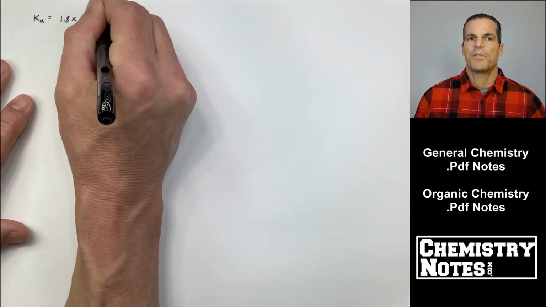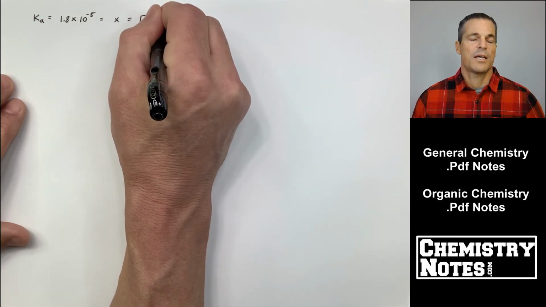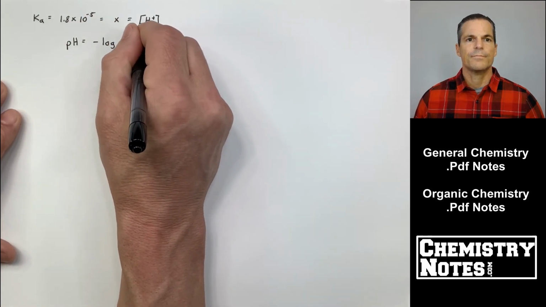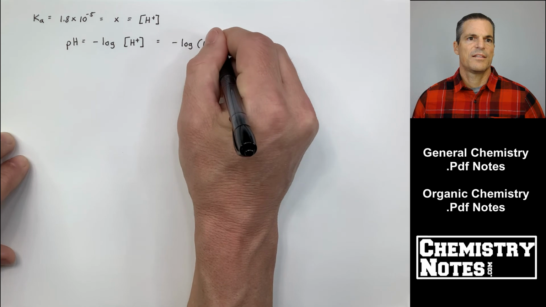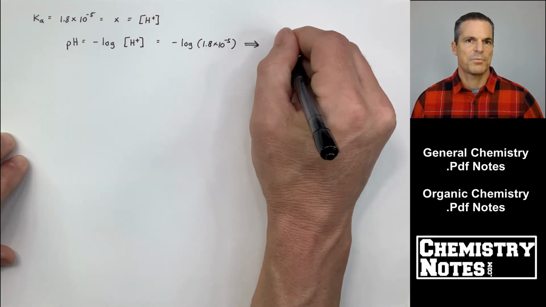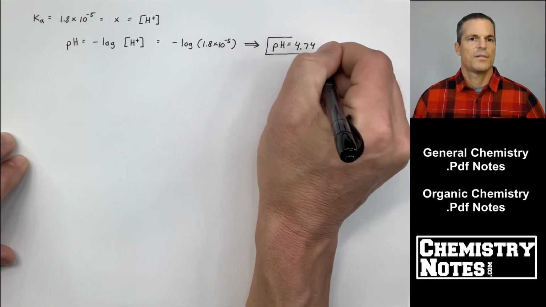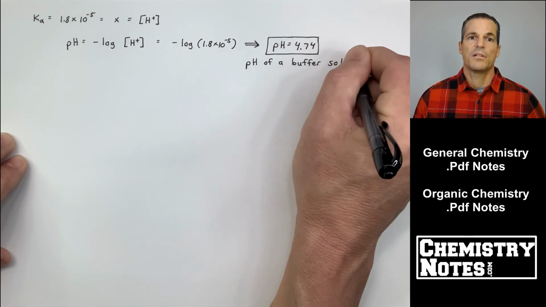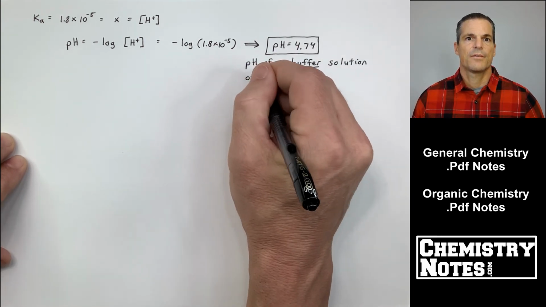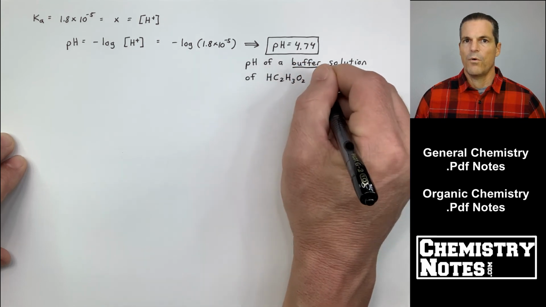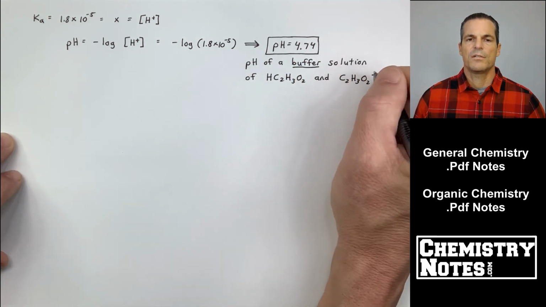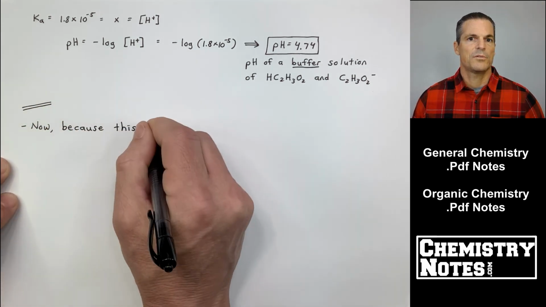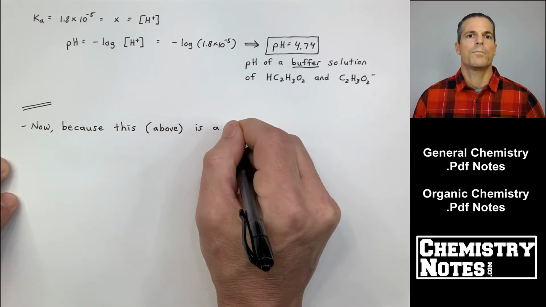So, top of the next page of notes, it says 1.8 times 10 to the minus 5th equals x equals H plus concentration. So in the last two examples that we've done, the Ka is equal to x, which is equal to H plus concentration. That isn't always true. It just happens to be true in these two cases. pH equals minus the log of H plus, which is minus the log of 1.8 times 10 to the minus 5th. Therefore, my pH is 4.74. So the pH of a buffer solution of HC2H3O2 and its common ion C2H3O2 minus, the pH of this is 4.74.